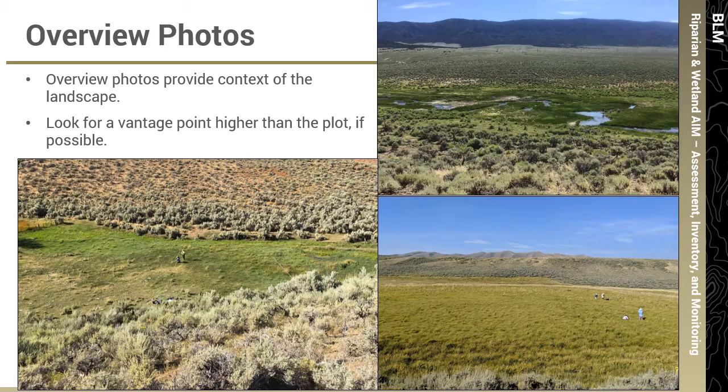Overview photos are extremely important because they provide context of the site to the rest of the landscape. They can also be very valuable in identifying site-wide changes to a plot, such as increasing or decreasing vegetation along the margins of a riparian area or wetland. Notice in the 3 photos shown here that the plot can be clearly identified within the surrounding landscape.